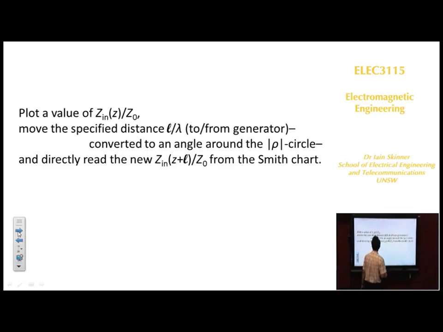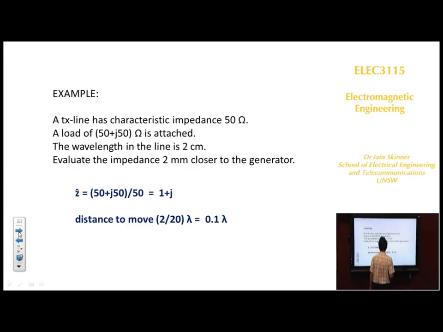So, as an exercise, let's plot the value of Zn divided by Z0, move a specified distance, and we convert that to an angle, and we can directly read the new normalised impedance from the Smith chart. The example: the transmission line has a characteristic impedance of 50. The load of 50 plus J50 ohms is attached. The wavelength in the line is 2 centimetres. In the line, let me stress that again, in the line. Evaluate the impedance 2 millimetres closer to the generator.